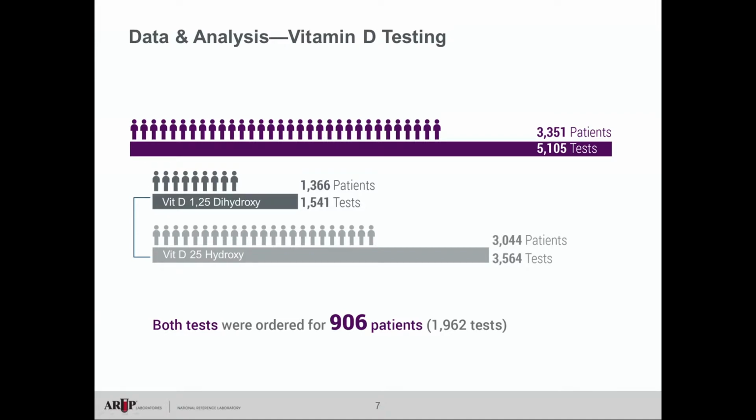The first step was looking at the total number of tests, and that there were 5,100 tests performed over a 1-year period of time on 3,300 patients. The first thing you may notice is this is more than 1 test per patient, which is probably excessive. But then drilling down further, you see that 1/3 of these orders were for the vitamin D 1,25-dihydroxy, which is very rarely indicated. And these are probably ordering errors when the doctors really just needed the 25-hydroxy for vitamin D screening. On 906 of these patients, the 2 tests were ordered in tandem.